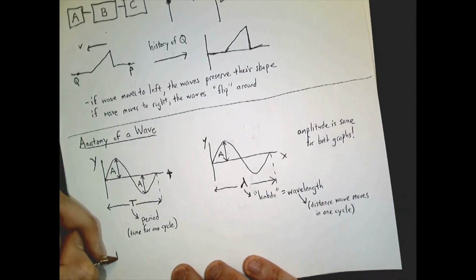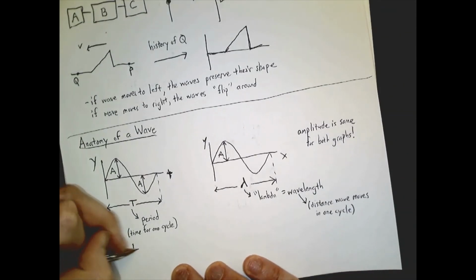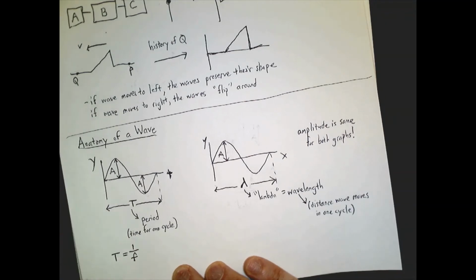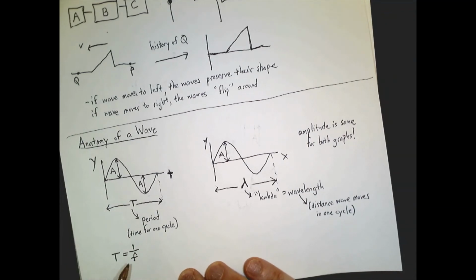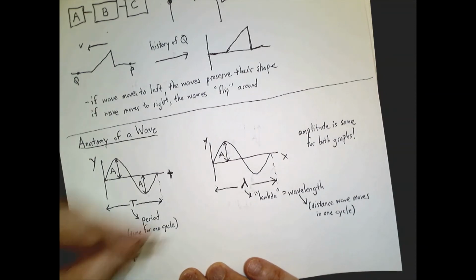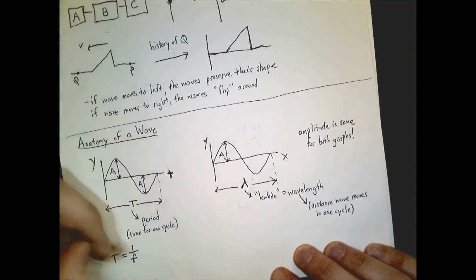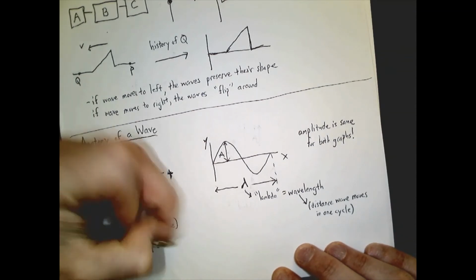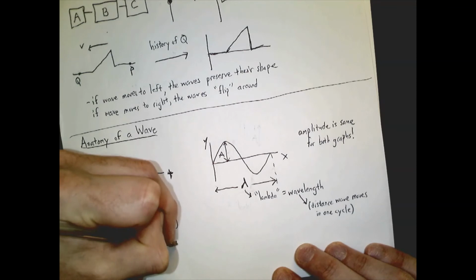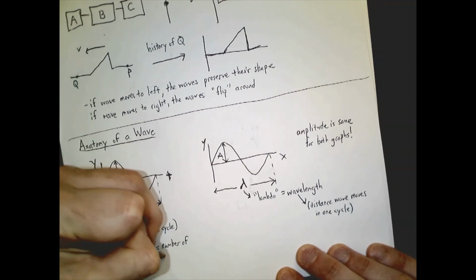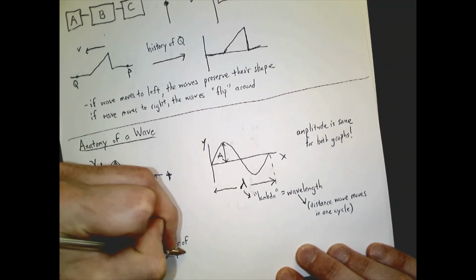Period is related to frequency by 1 over f. So we can get how many times that wave moves up and down by taking the inverse or reciprocal of that period from the graph. The frequency f is again the number of cycles per second.